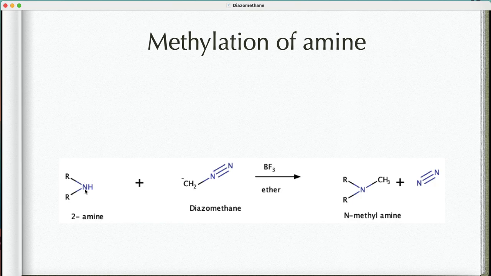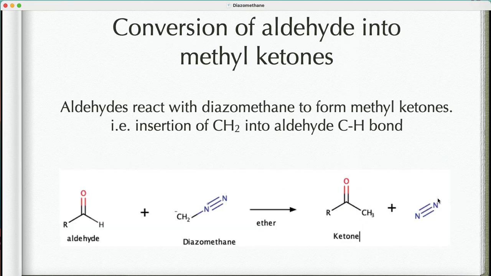Then the fifth synthetic application is the methylation of amines. R2NH, a secondary amine, on treatment with diazomethane CH2N2 in the presence of boron trifluoride in ether, gives R2NCH3, that is the N-methyl amine, by loss of a nitrogen molecule.